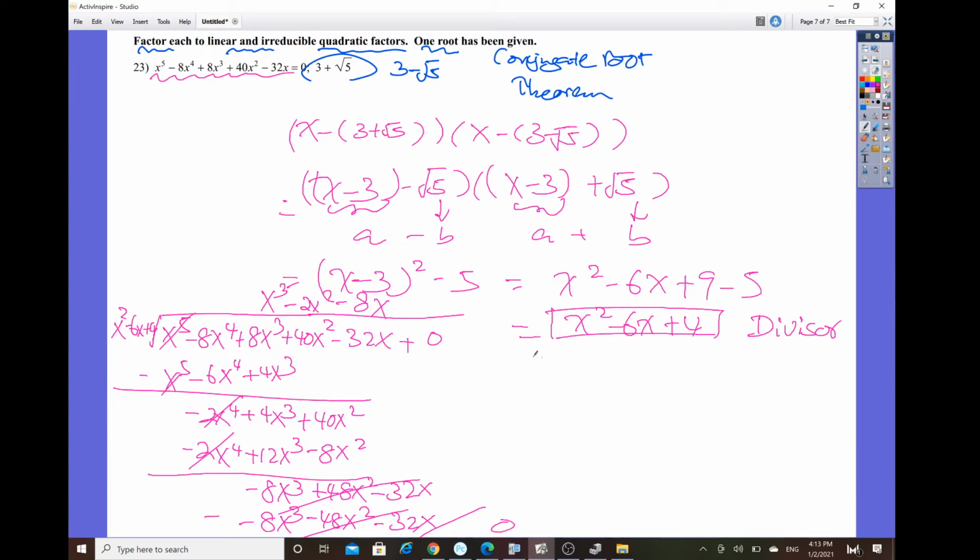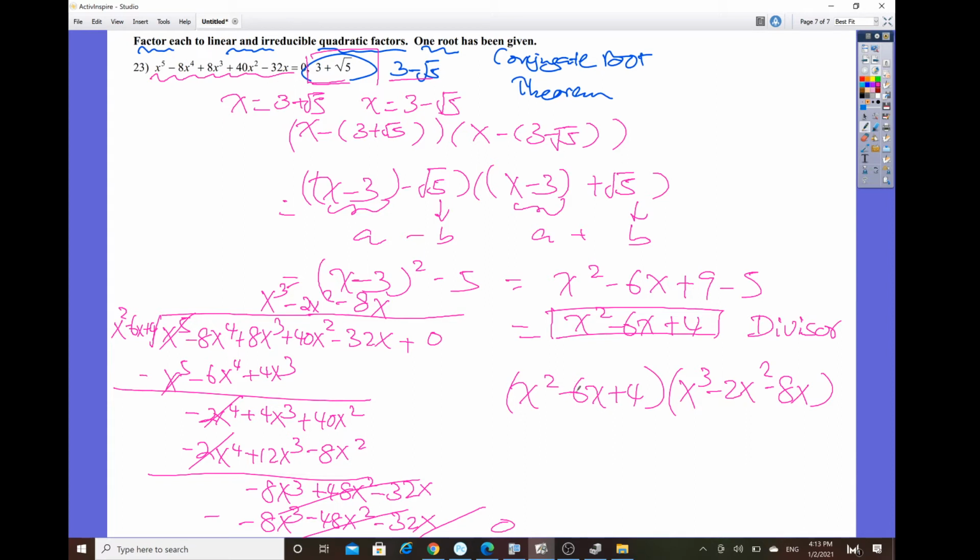So this can be factored into x squared minus 6x plus 4, the original divisor, using the conjugate root theorem, and the quotient x cubed minus 2x squared minus ax. We already know the first two roots: 3 plus root 5 and the conjugate root, 3 minus root 5. Now what about the rest of the roots? It's supposed to be 5 roots, right?